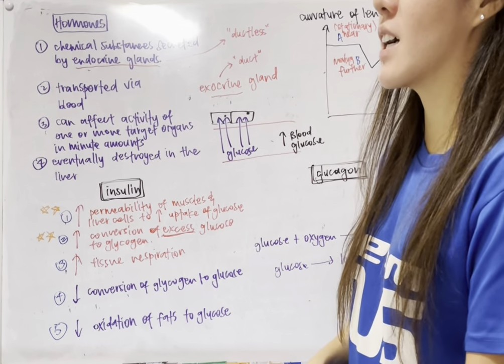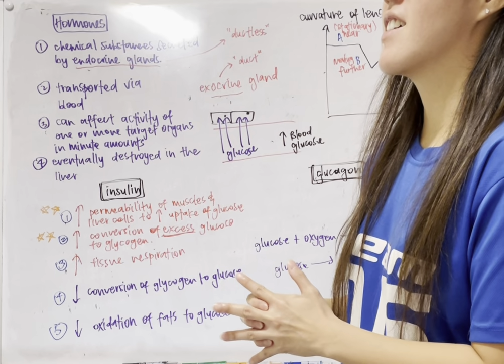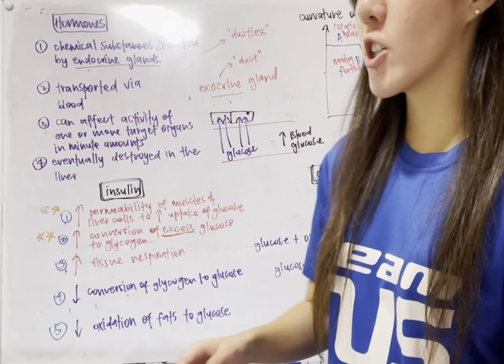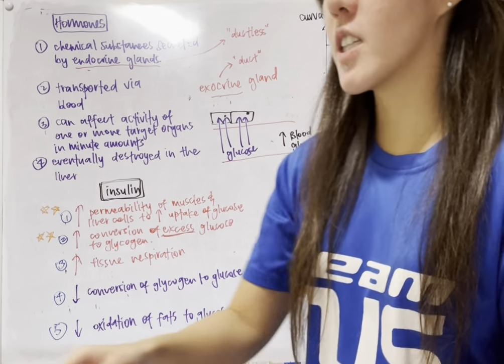Next one, second one, increase conversion of excess glucose into glycogen. Very good. Next one. Chen Xin, what's your favorite number from 1 to 5? 3. Name me the 3 effects of insulin right now, besides whatever he has just mentioned.